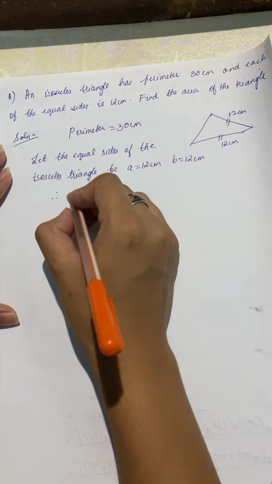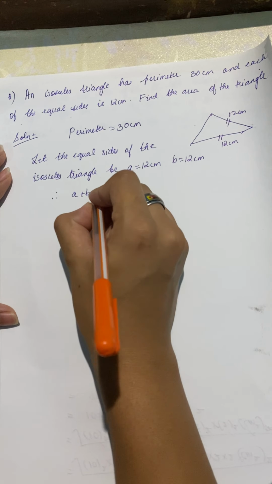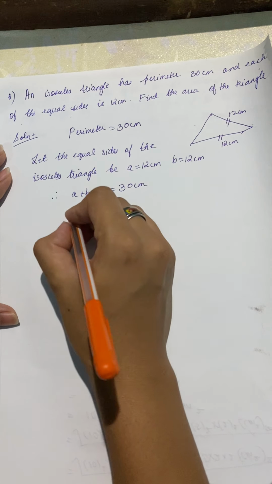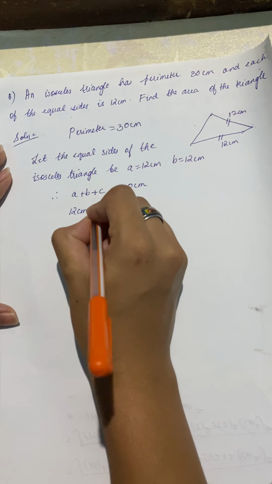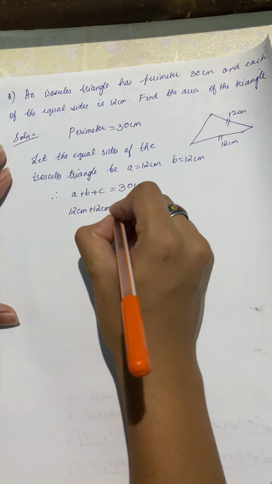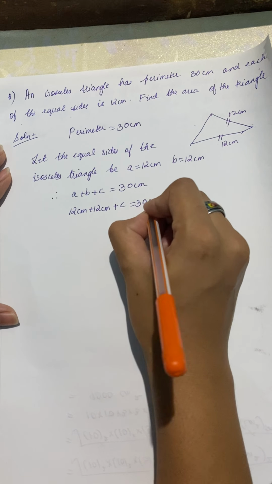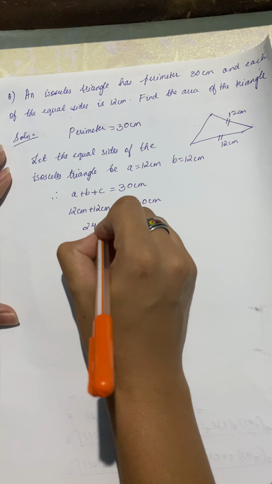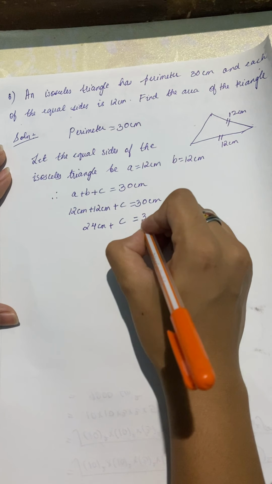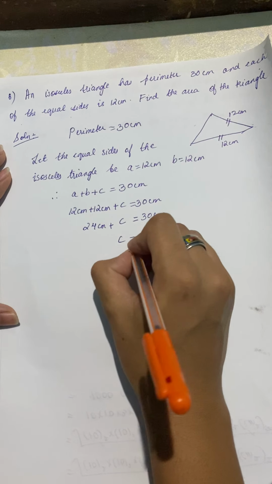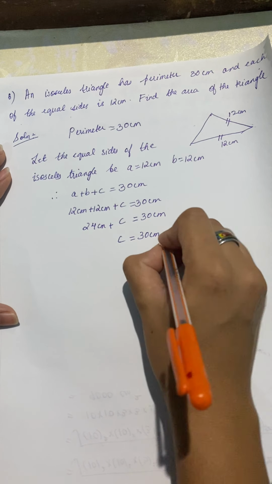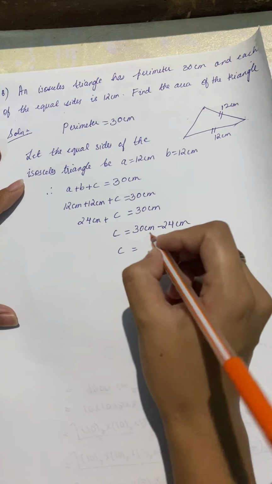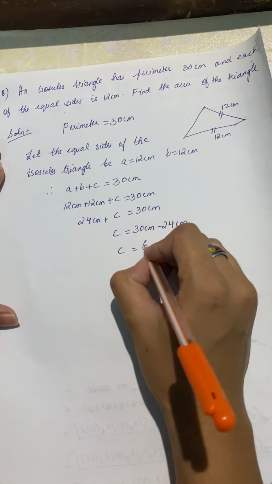What is the perimeter formula? A plus B plus C is equivalent to 30 centimeter. What is A? 12 centimeter. What is B? 12 centimeter. Clear? So this is the biggest clue, okay? So you have C, and can I write this as 24 centimeter plus C equals 30 centimeter. So C becomes 30 centimeter minus 24 centimeter. And 30 centimeter minus 24 centimeter will be 6 centimeter.